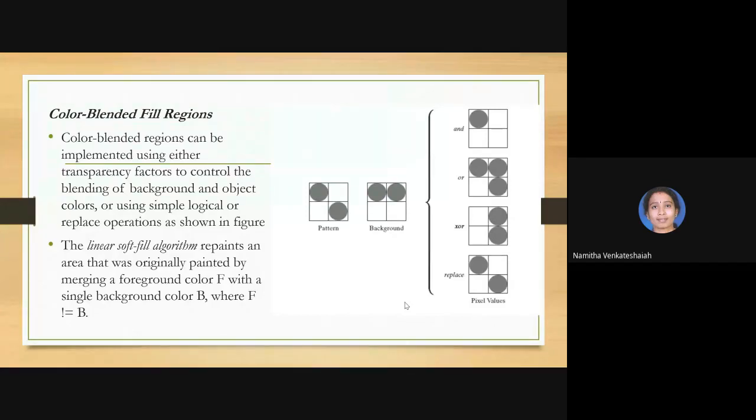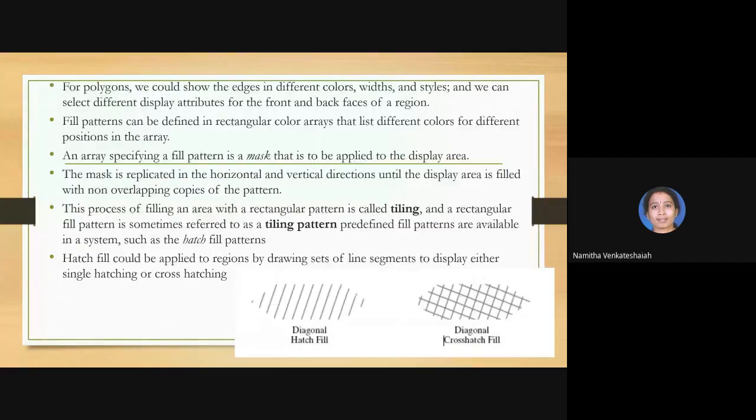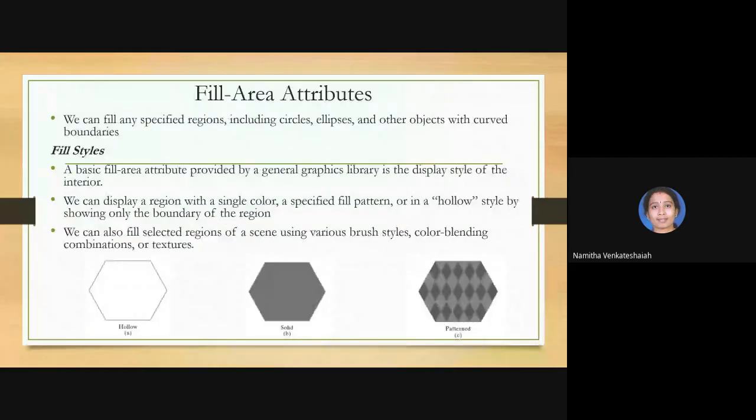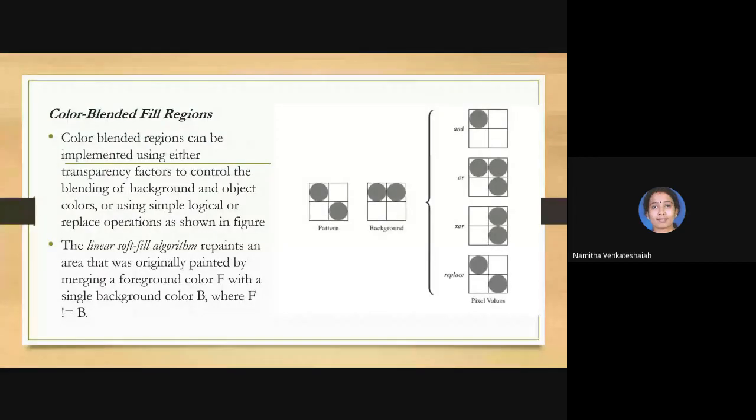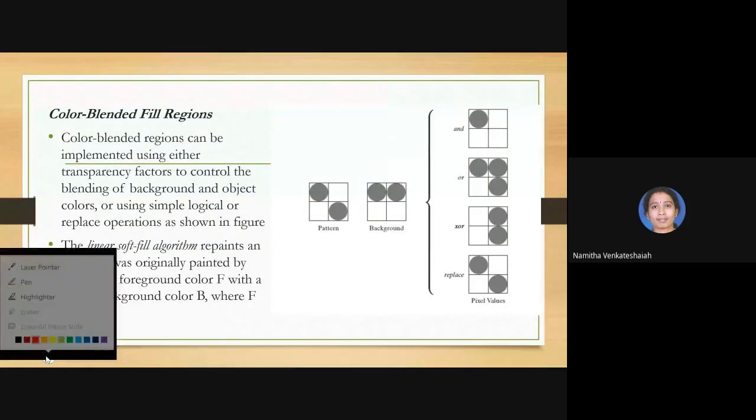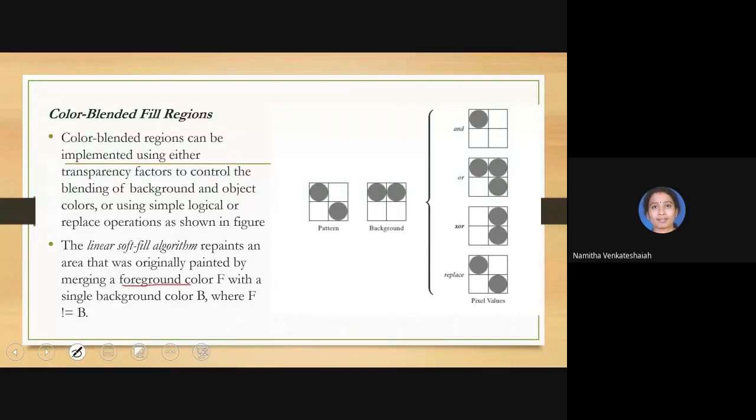So look here. You think that there are two factors. One is foreground and one more is background. Okay, I should take the pen. Okay, foreground parameter and background parameter. You think that this is the foreground pattern I have and this is the background pattern I have. So how to blend it? You can blend it using ANDing.